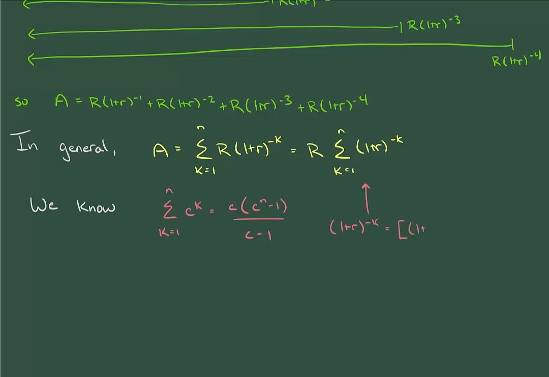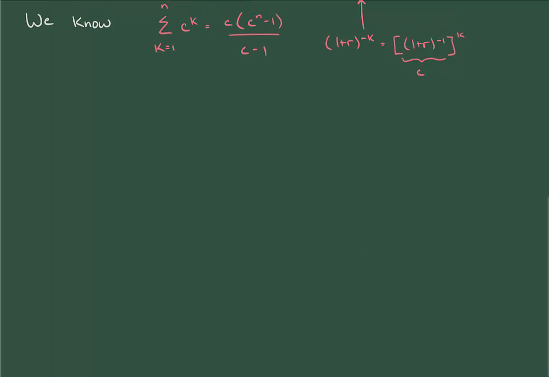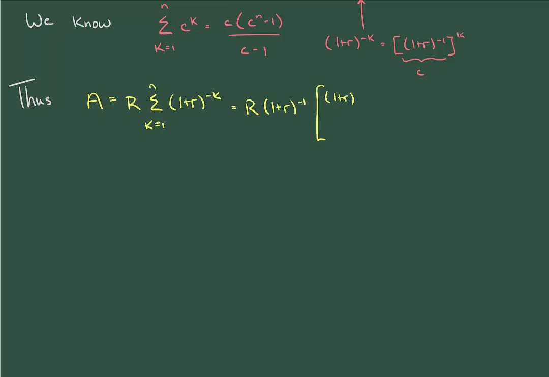Now by writing out the sum a little bit differently, we can see that the common ratio in this case is (1 + r)^-1. Thus, using our geometric series formula and putting (1 + r)^-1 in place of the c terms, we get the following. And we can work with the denominator to get something which will simplify this expression quite nicely.